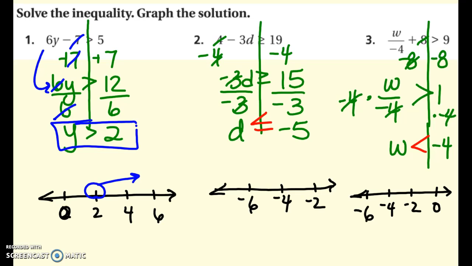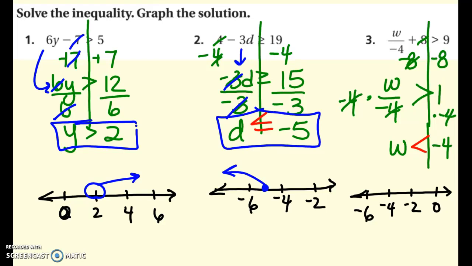Next one, minus 4 from both sides. Then bring everything down and rewrite it. Negative 3d divided by negative 3, so it's going to cancel out. So divide both sides by negative 3. Then because I did that, I rewrote the symbol, spun it around, so now I have d is less than or equal to negative 5. So close circle and arrow to the left.